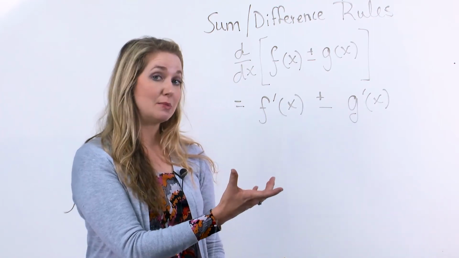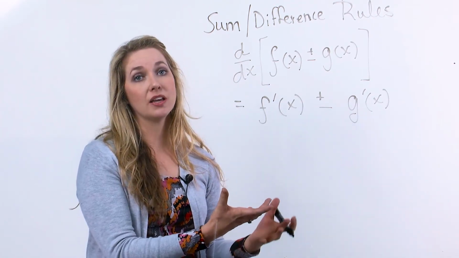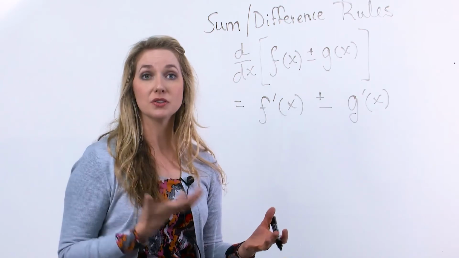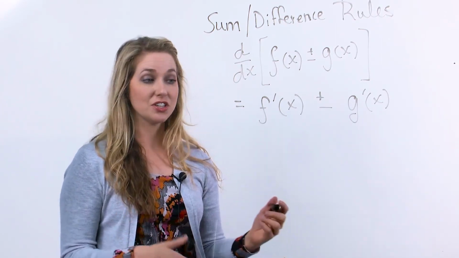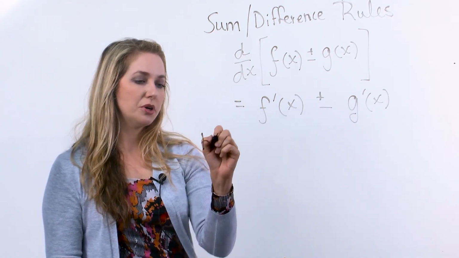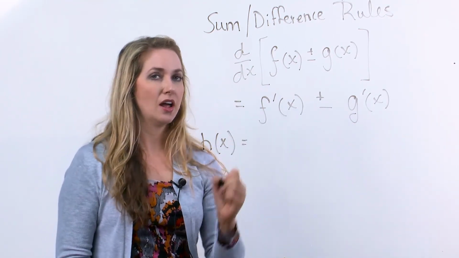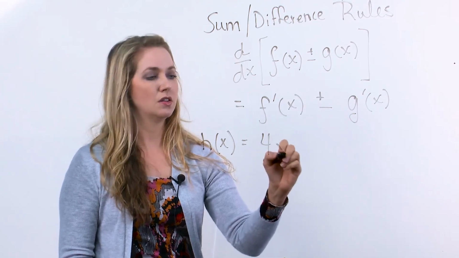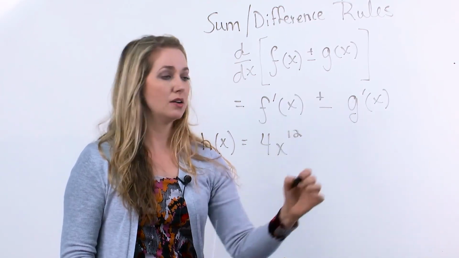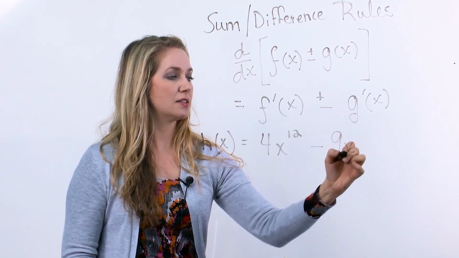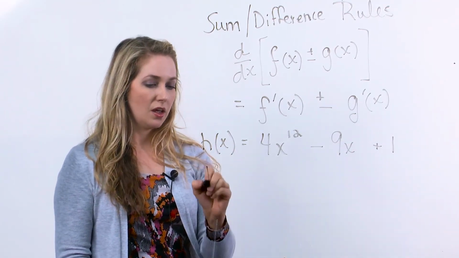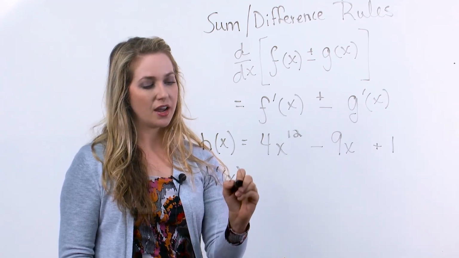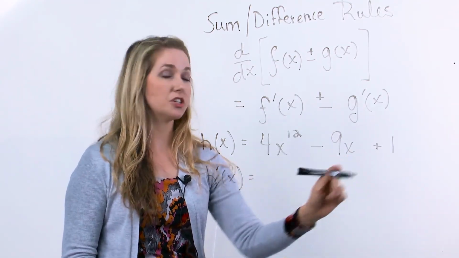Now that we have the sum and difference rules, we can actually combine those rules with the previous rules that you've learned and take the derivatives of lots of different functions. So for example, let's suppose we have a function h, and that function is 4x to the 12th power minus 9x plus 1. We want to be able to find the derivative of this function.